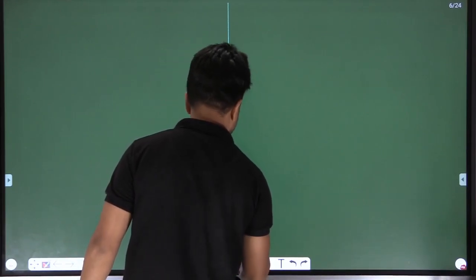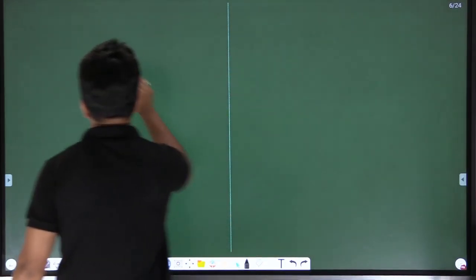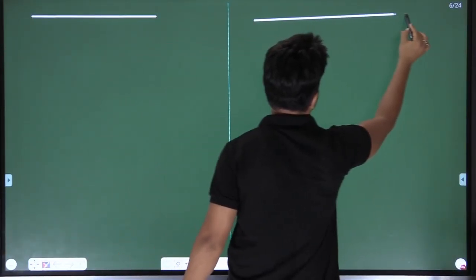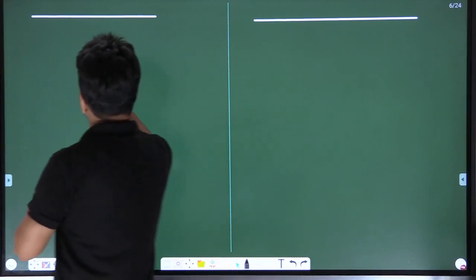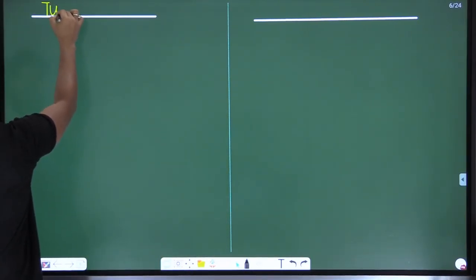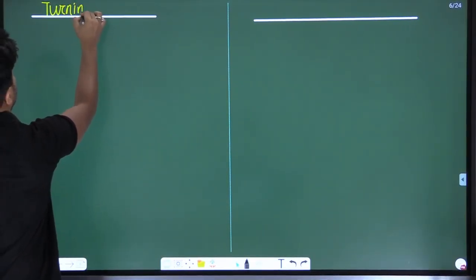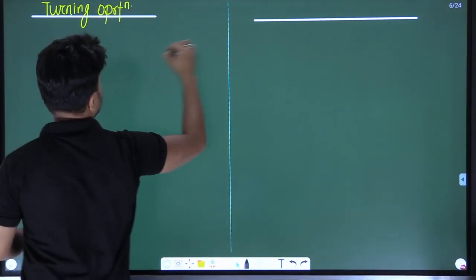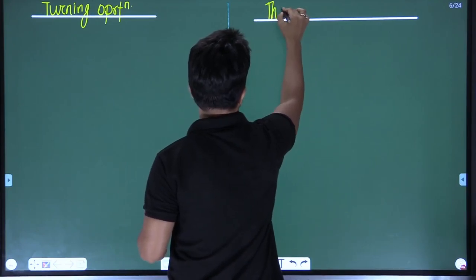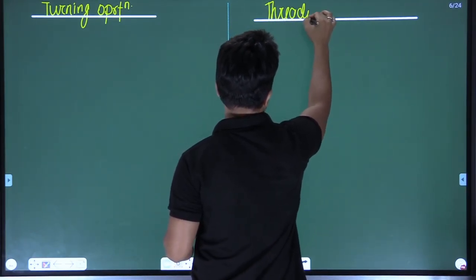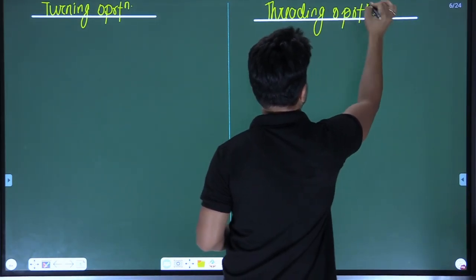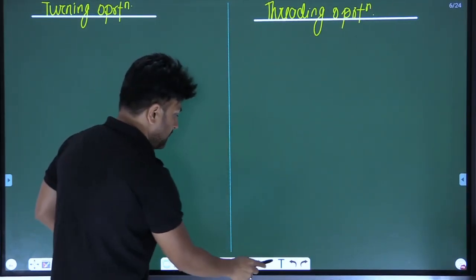Suppose that in a lathe, I want to do a turning operation and I want to do a threading operation. So here I am writing turning operation. And here, if I want to do a threading operation, threading operation means where you want to cut a thread. Simple.